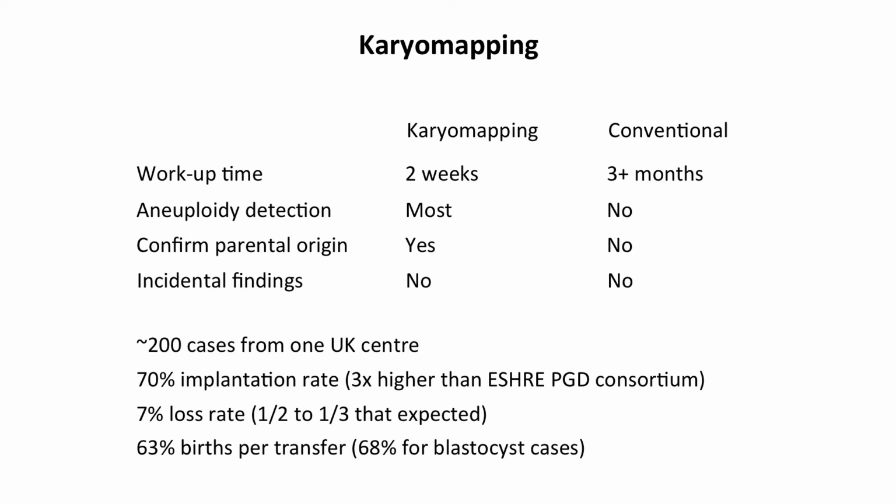It's hard to know exactly why that is, but I would suggest it's probably largely because of adding chromosome analysis into this picture. We're not transferring embryos which ultimately aren't going to implant or will miscarry due to a chromosome abnormality. The loss rate, again, very low. Only about 7% of pregnancies actually fail to go to term. And that, again, is much less than you would expect.